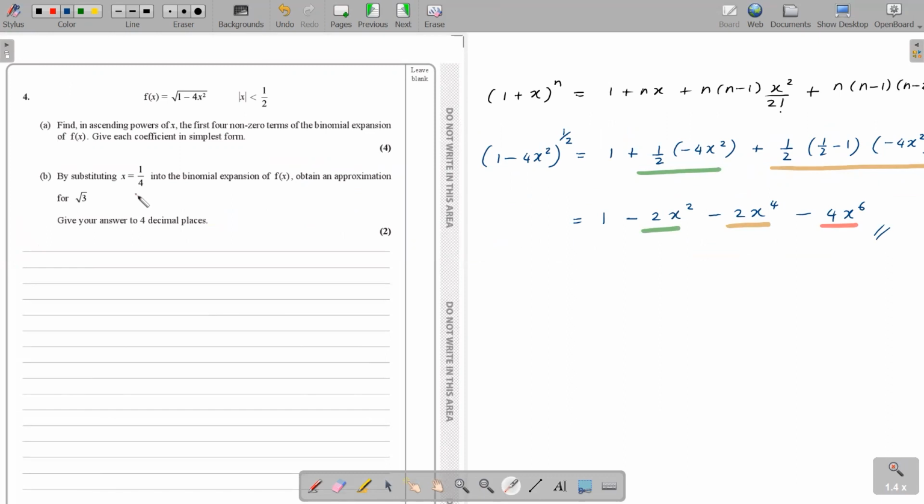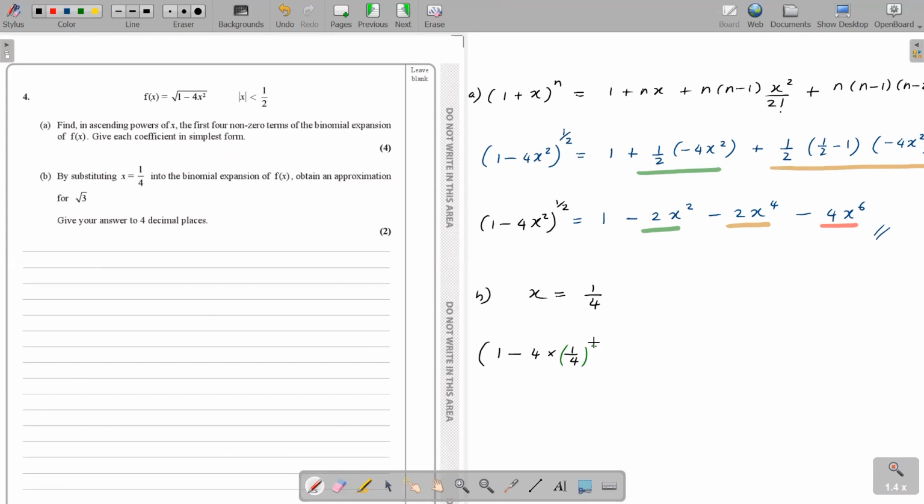Then part B: by substituting x equal 1 over 4 into the binomial expansion of f(x), obtain an approximation for root 3. Okay, they tell you clearly what you should do. You're supposed to replace x with 1 over 4. So do it not just to one side, do it to both the sides. So this is 1 minus 4x squared to the power half. Shall we replace? 1 minus 4 into x squared. X is 1 over 4. So 1 over 4 should be squared.